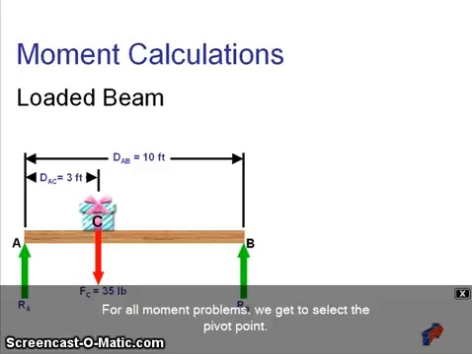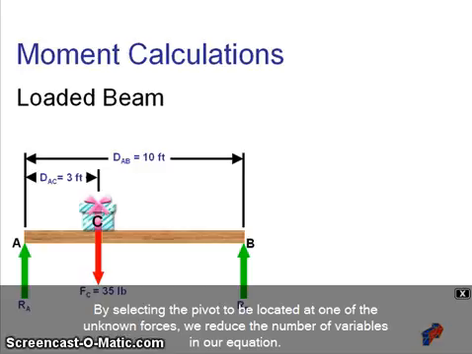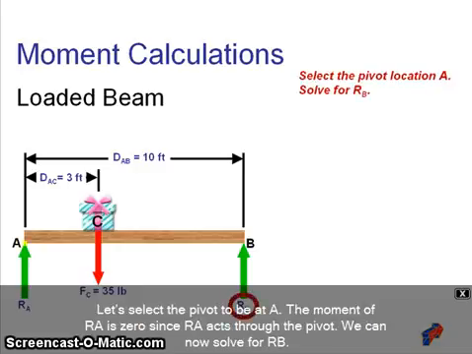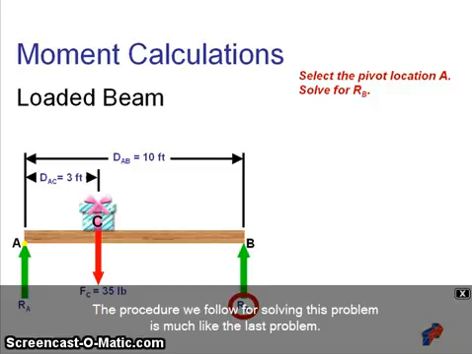For all moment problems, we get to select the pivot point. By selecting the pivot to be located at one of the unknown forces, we reduce the number of variables in our equation. Let's select the pivot to be at A. The moment of Ra is 0 since Ra acts through the pivot. We can now solve for Rb. The procedure we follow for solving this problem is much like the last problem.